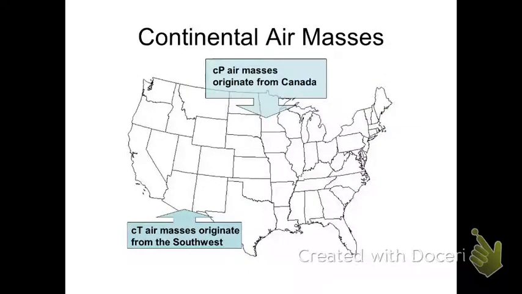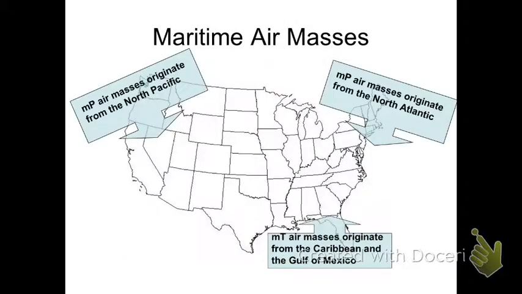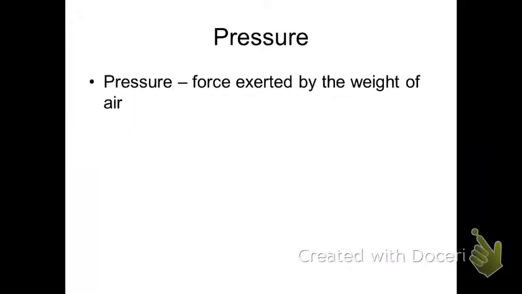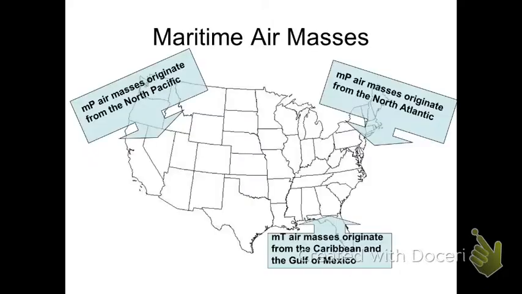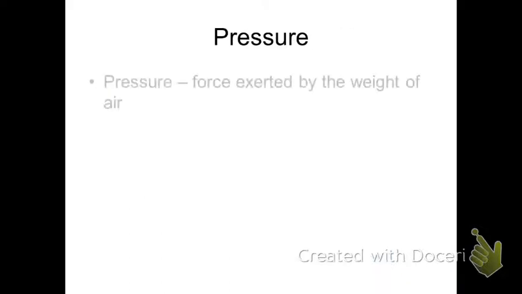So again, cP from Canada, cT from the Southwest, mP air masses from the Northern Pacific and Northern Atlantic, and mT from the Gulf of Mexico. So these will be important. These air masses are going to be important when we talk about fronts, cold fronts and warm fronts.